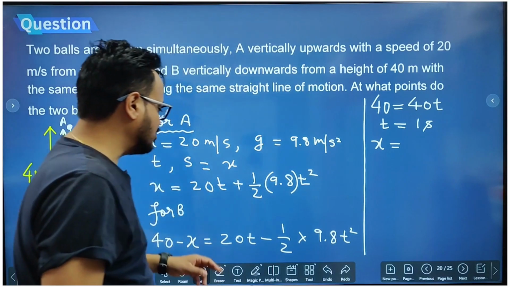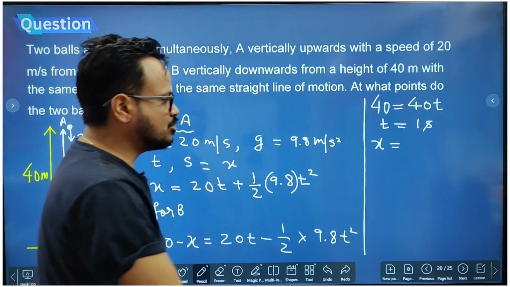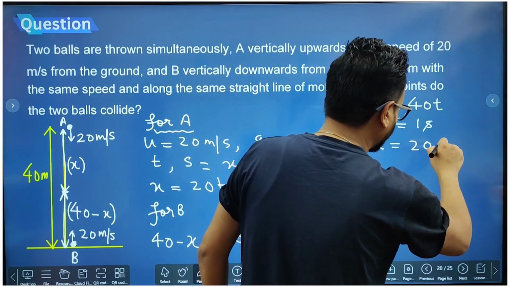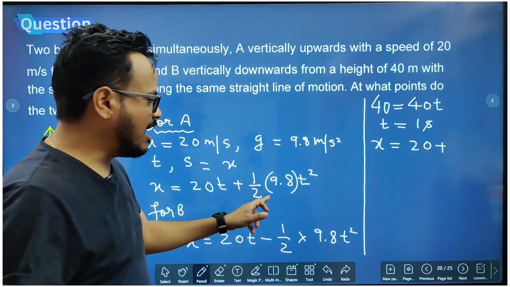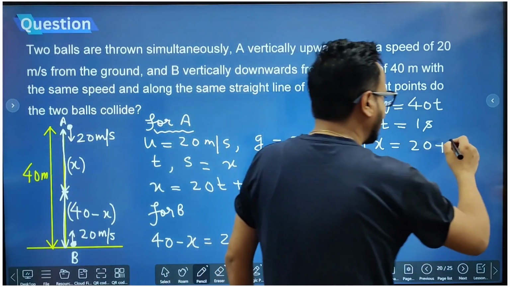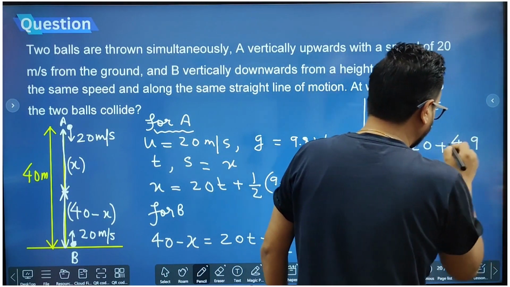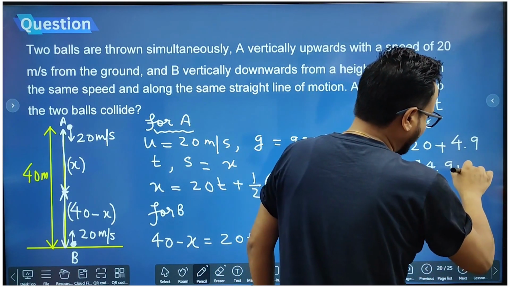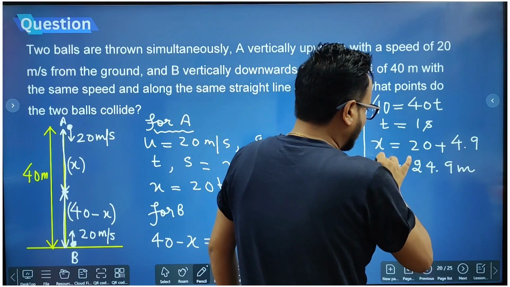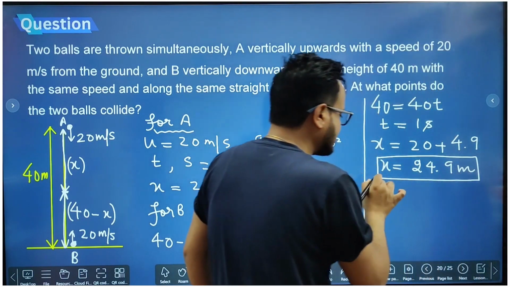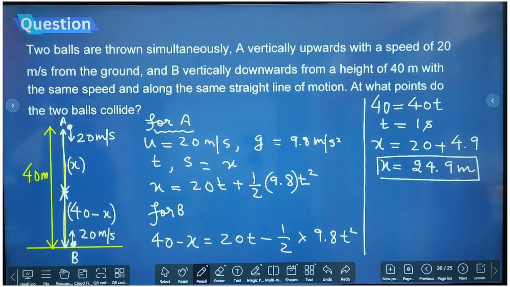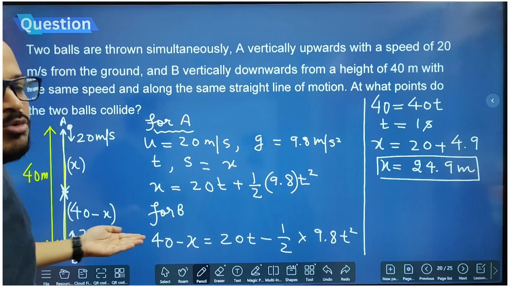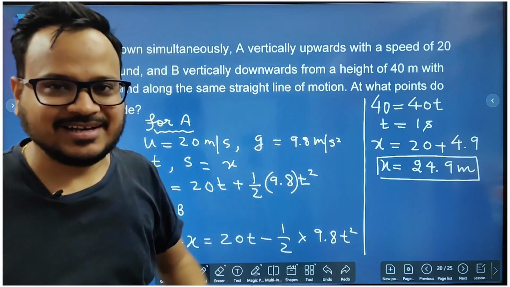So what is x? Let's put this value in this equation. 20 into 1 is 20 plus half into 9.8. Half into 9.8 is 4.9. So the answer is 24.9 meter. So these two balls are going to meet at a distance of 24.9 meter from point A, or 40 minus 24.9, that is 15.1 meter from the ground, right?